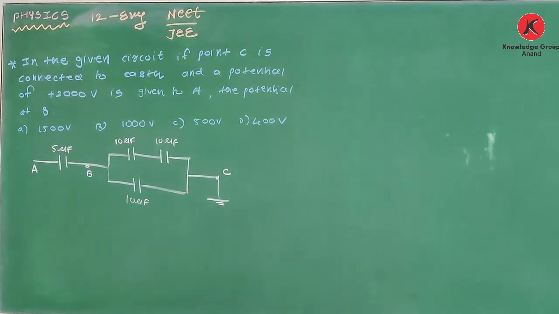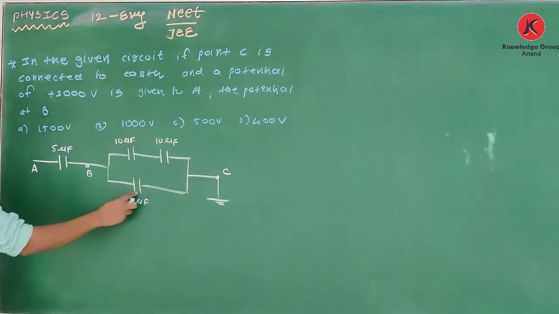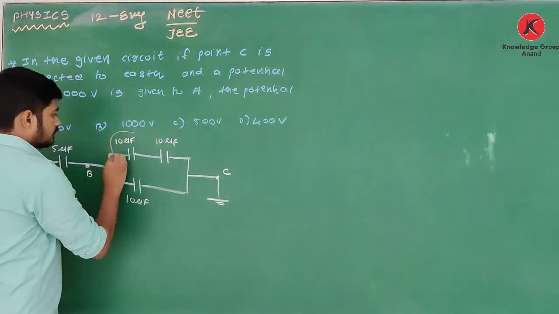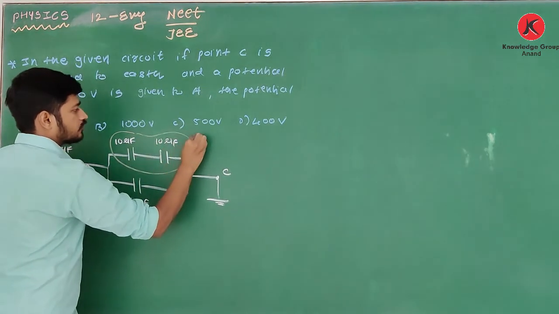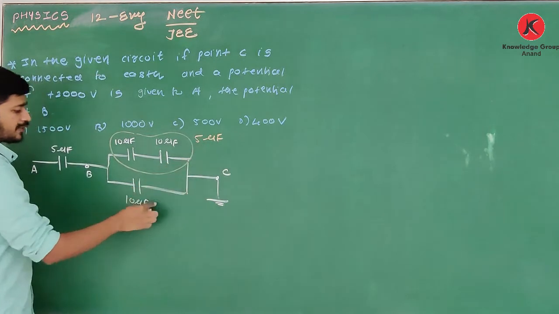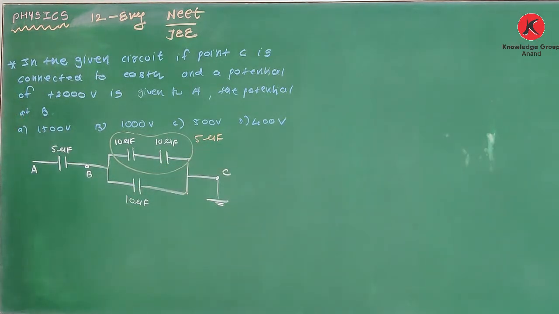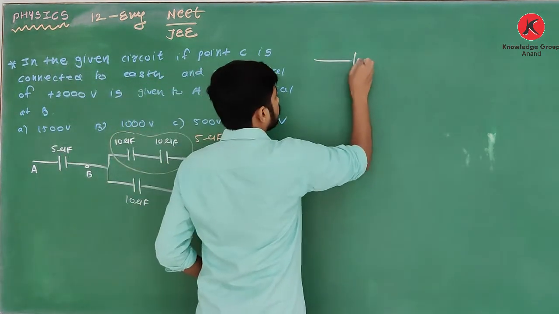Okay, see, next question is, in the given circuit, if point C is connected to earth and a potential of plus 2000 volt is given to A, the potential at point B is? First of all, we will simplify this circuit. See, 10 and 10 are in series, so their equivalent is 5 microfarad. 5 microfarad and 10 microfarad are in parallel connection, so their equivalent will become 15. So I can draw another figure like this.